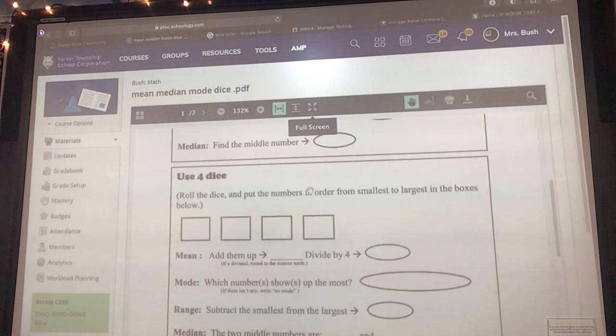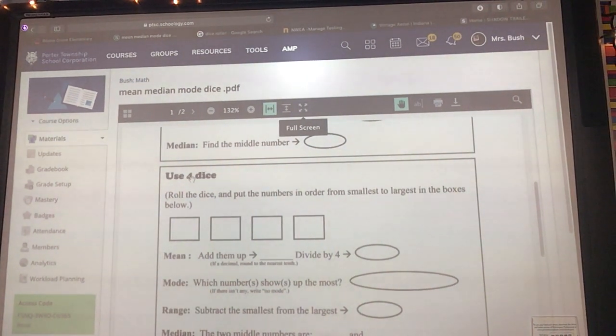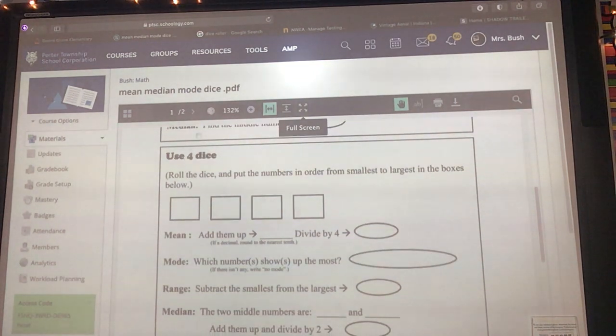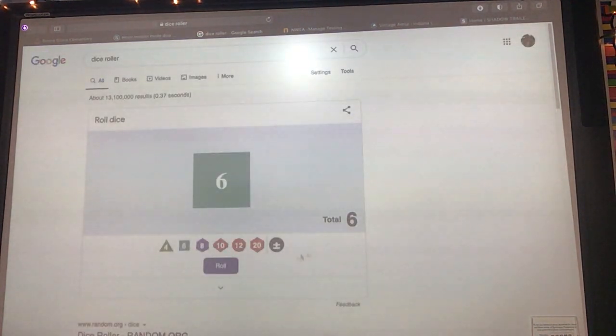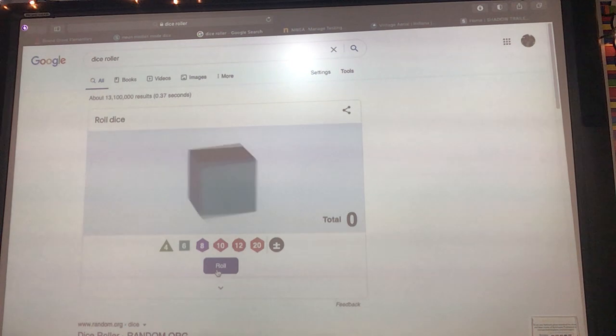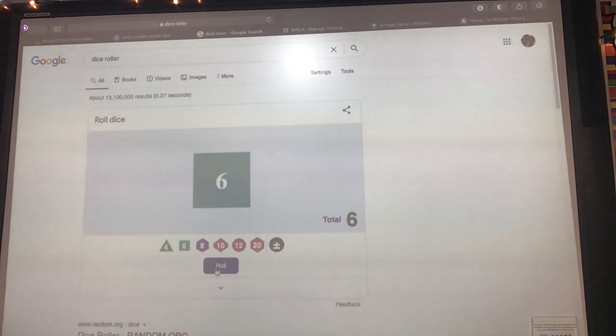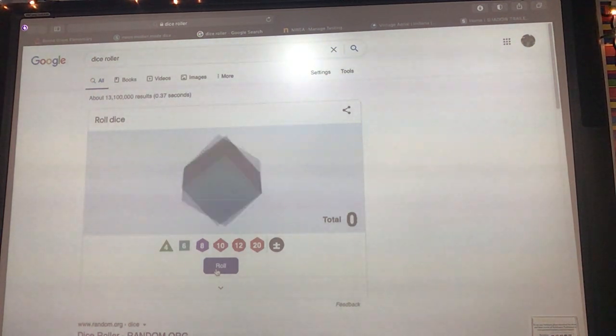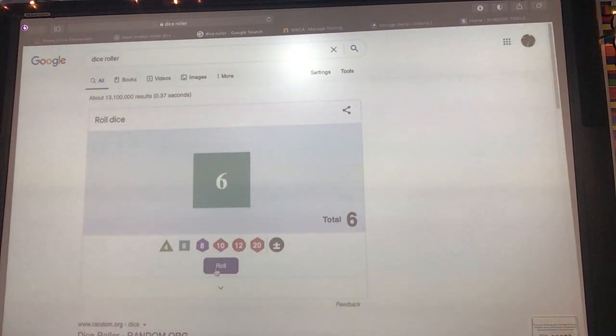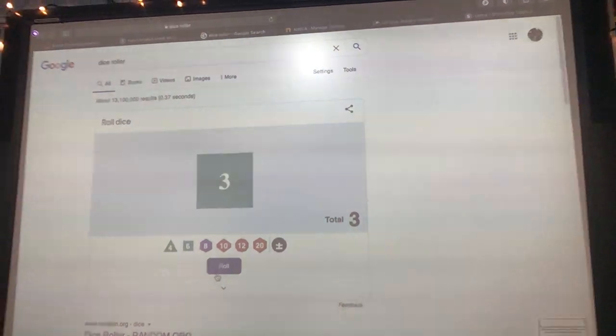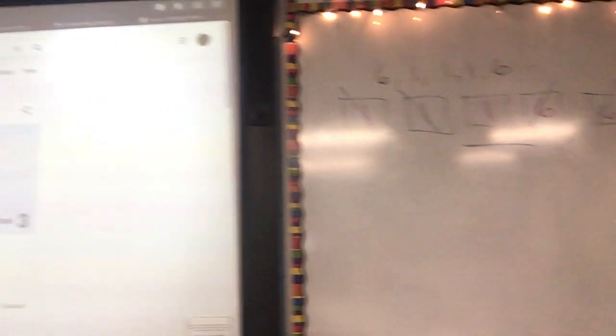All right, the next one, we're only using 4 dice, so we're going to roll 4 times. Here we go. Dice roller, ready. I got a 6. I got a 6. I got a 5. And I got a 3. A 6, a 6, a 5, and a 3.